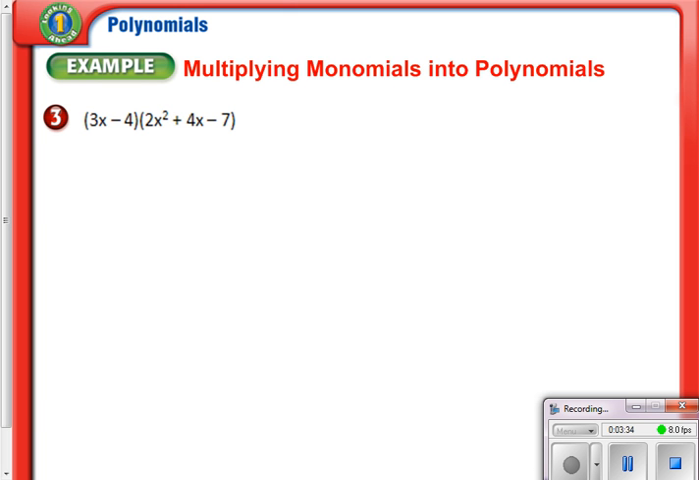So I'm going to go ahead and distribute my 3x first. I'll distribute it into 2x. I get 6x cubed. Distribute 3x into a positive 4x. I get a positive 12x squared. Positive 3x into a negative 7 gives me negative 21x.